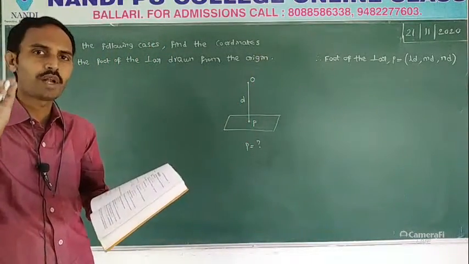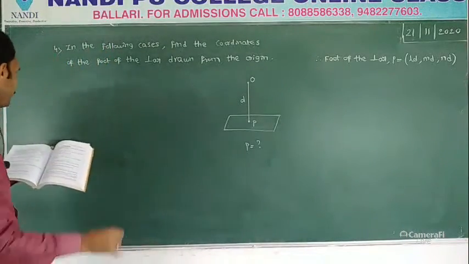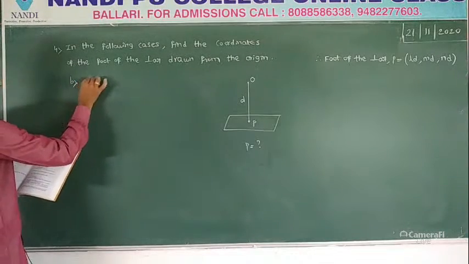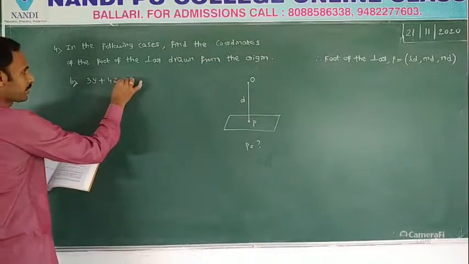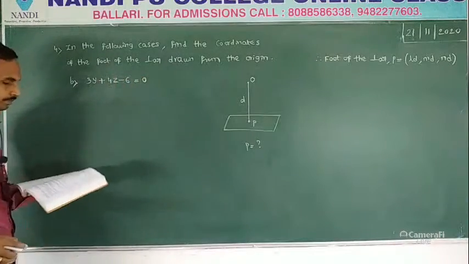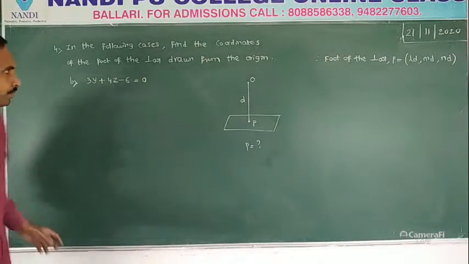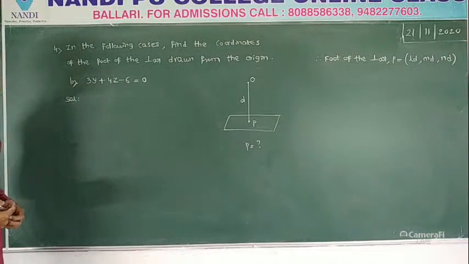I am doing 2 problems homework. So B problem I am doing now. B, 3y plus 4z minus 6 is equal to 0. Okay, solution. Understand the question.